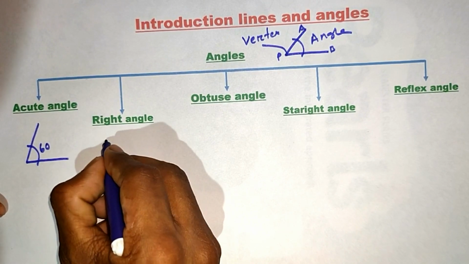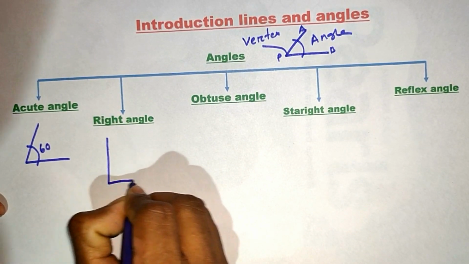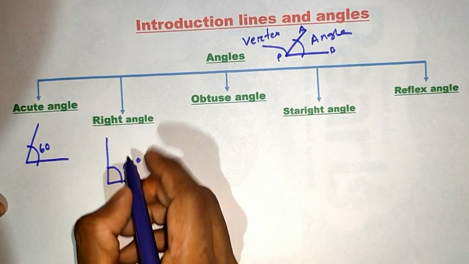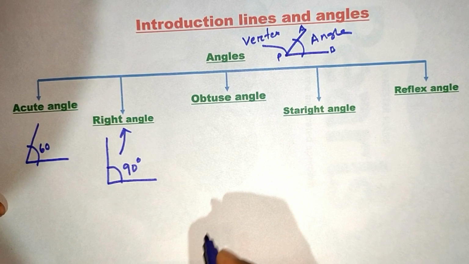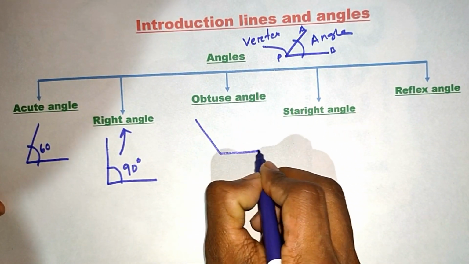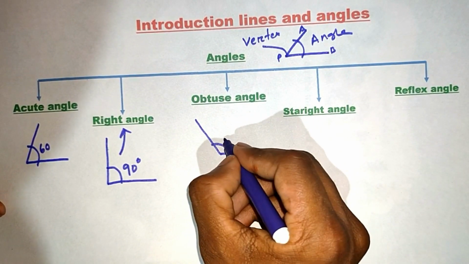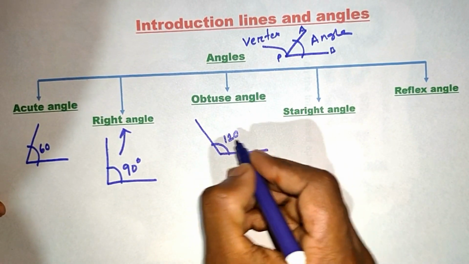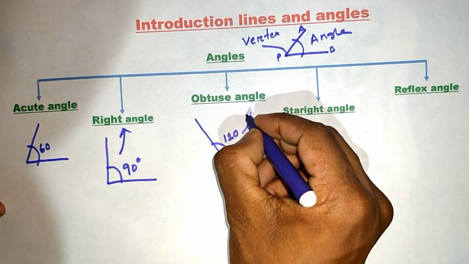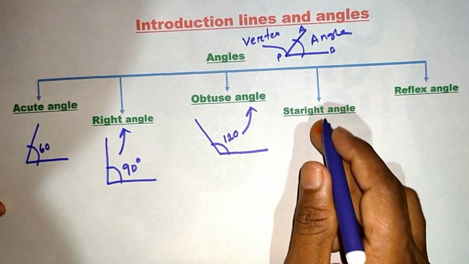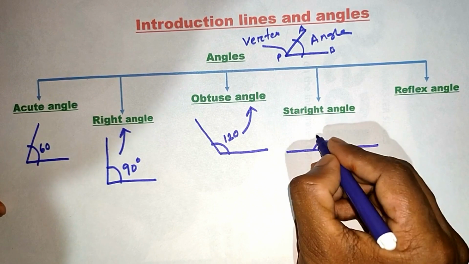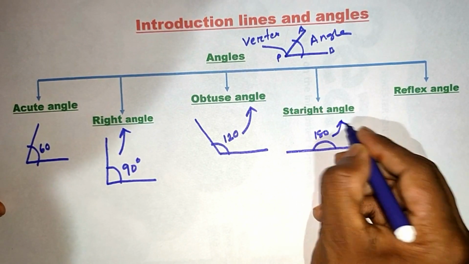What is a right angle then? A 90-degree angle is called a right angle. This is an angle which is 90 degrees. Obtuse angle, the angle which is more than 90 but less than 180. That is, 120 is more than 90 but less than 180. So this type of angle is called an obtuse angle. Now straight angle, a 180-degree angle is called a straight angle.